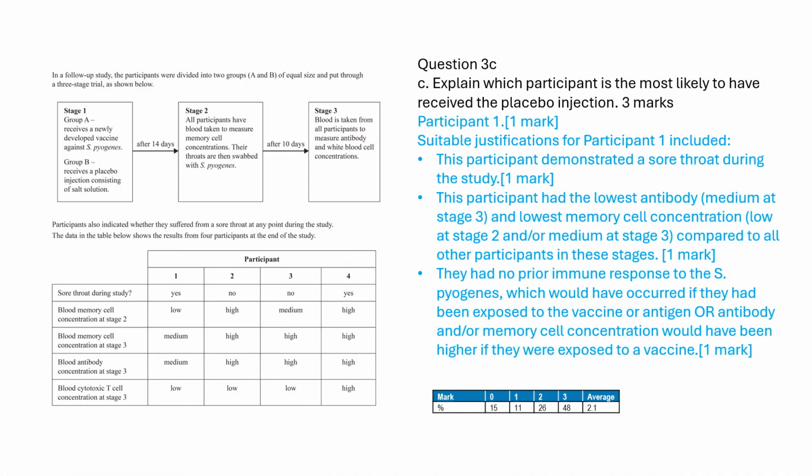State which participant is placebo injection. If the participant is placebo injection, he should have a sore throat, and the concentration of blood memory cells and antibodies should low or medium. So, participant 1 should have a placebo injection.